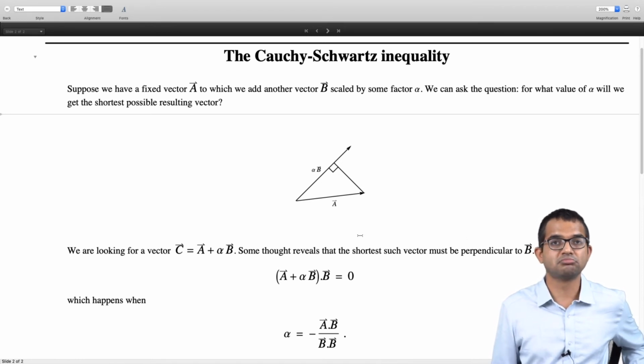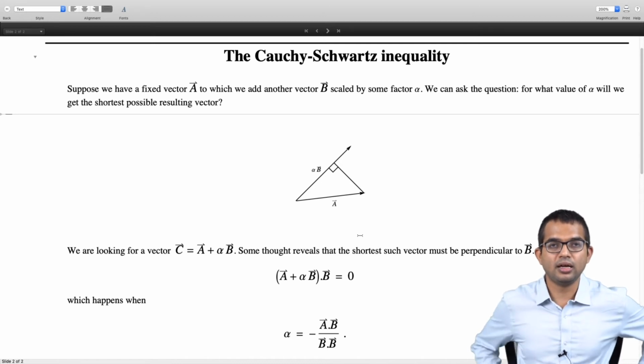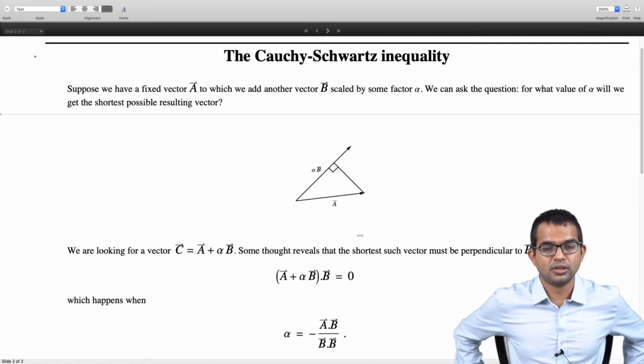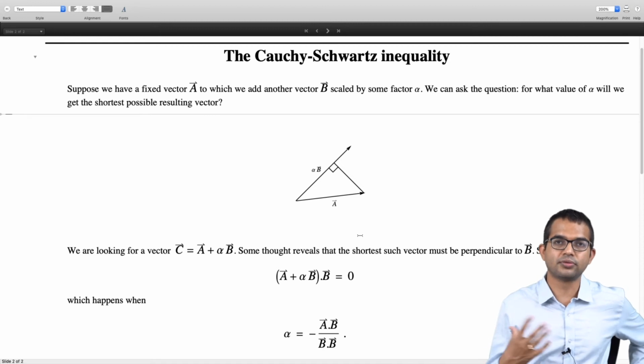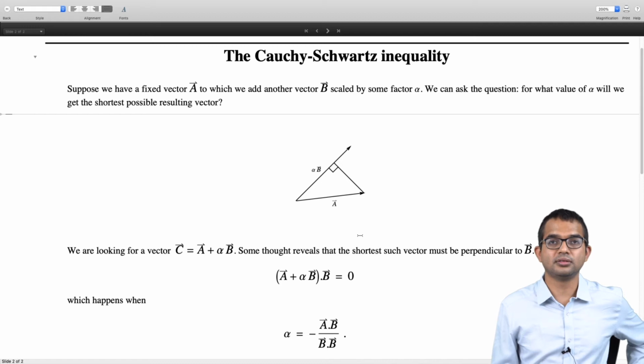So this is true for any vector. So we are trying to get an inequality out of this, right? This is a standard approach: you find the smallest possible value of some set of objects, and if you can bound that, then you have a strong inequality which comes.